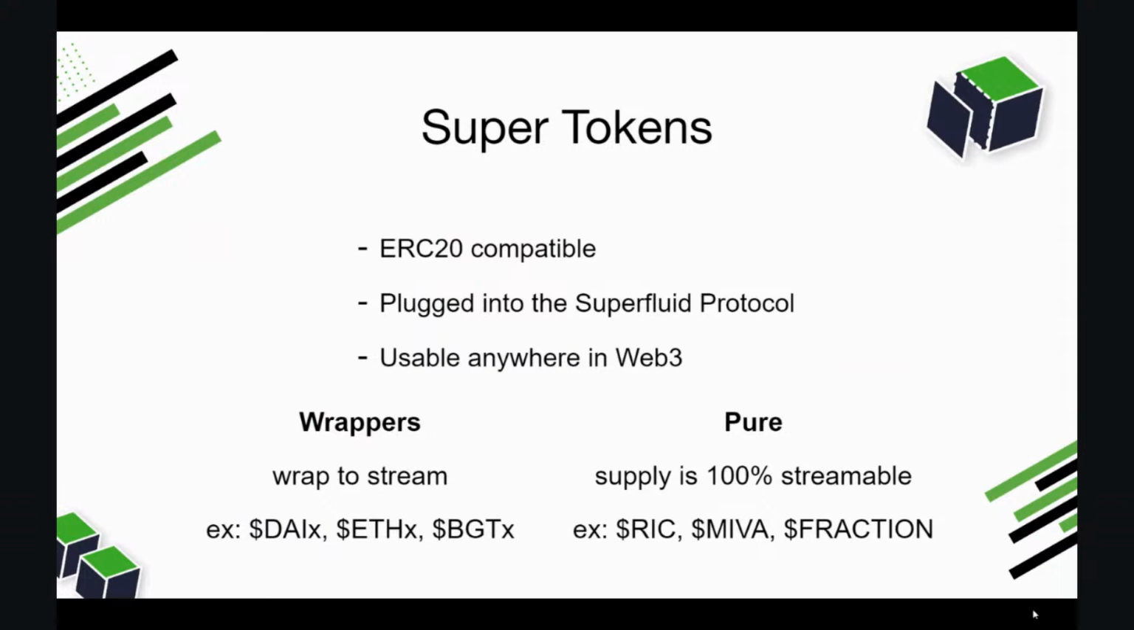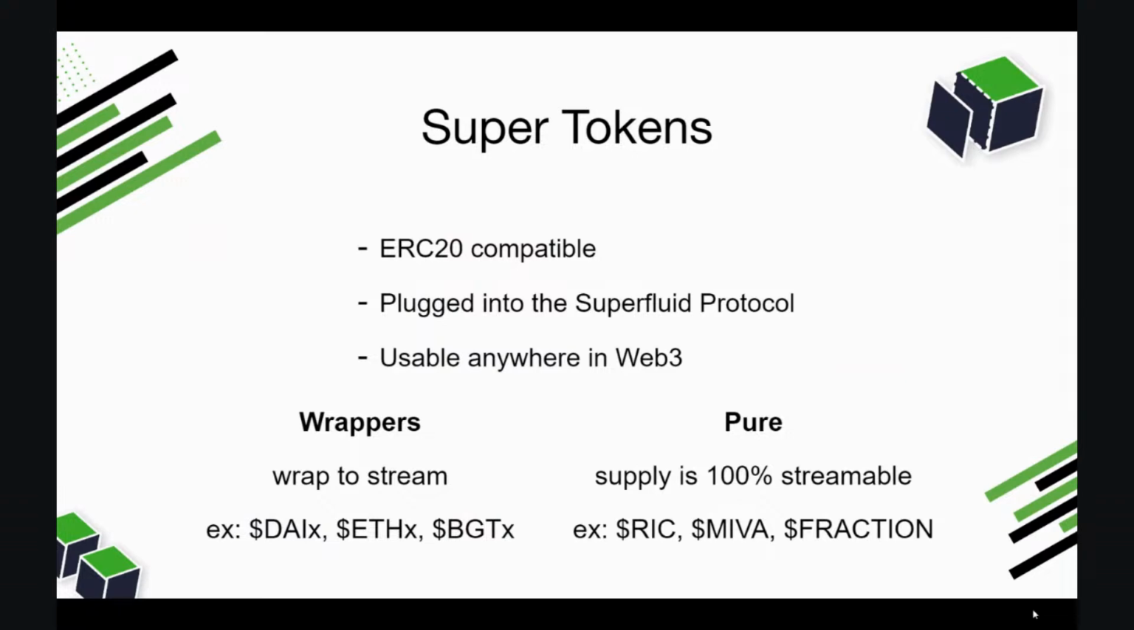You'd have to wrap it into the super token version of itself, that being DAIx or Super DAI. Wrappers are denoted by the token symbol with an X at the end. And these wrappers, they're permissionless. So I can make my own token, call it Sunny token, and I can make a Sunny X wrapper for it, and I can start streaming it. So it's very permissionless and open.